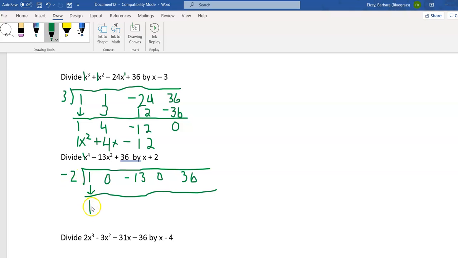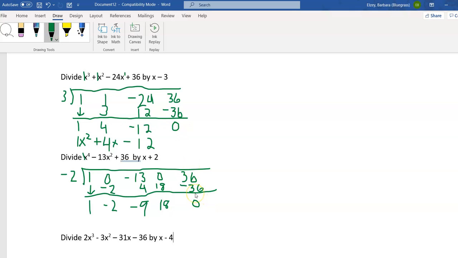So -2 times 1 is -2. Add that column, and that's -2. Let's multiply, add again. -2 times -2 is 4. Add the column, it's -9. Multiply, add again. -2 times -9 is 18. Add the column, that's still 18. And then negative 2 times 18 is negative 36. Add the column, we get 0.